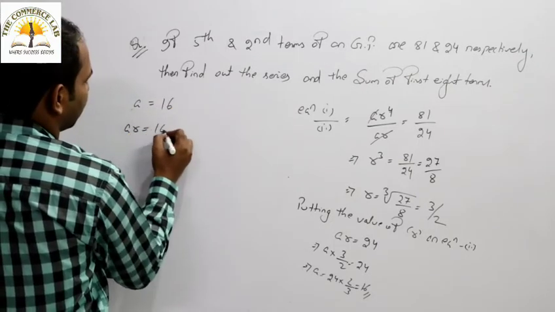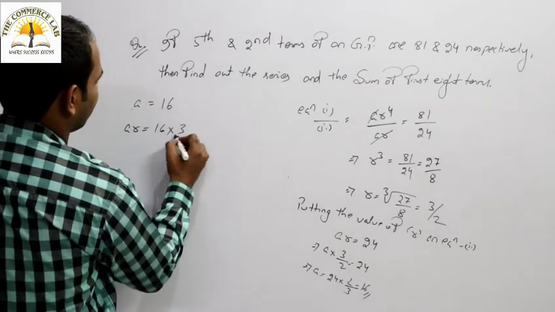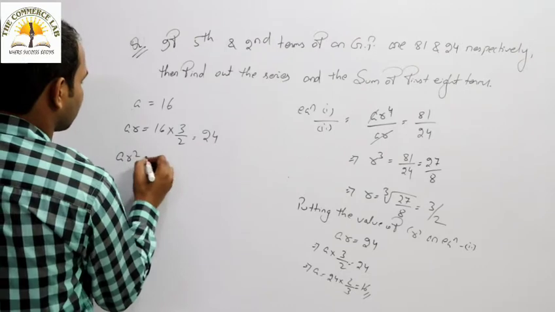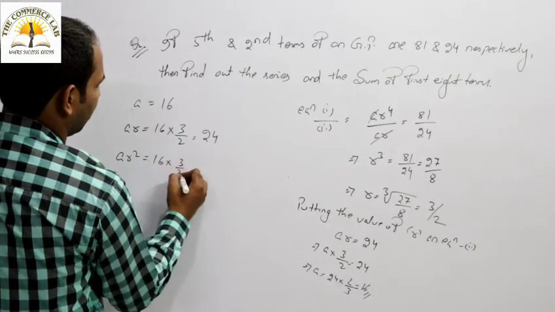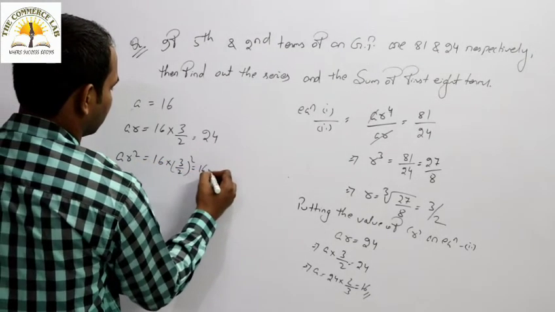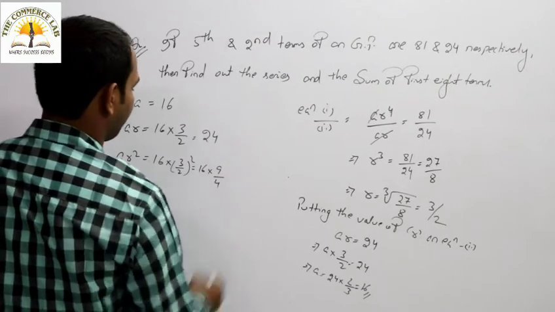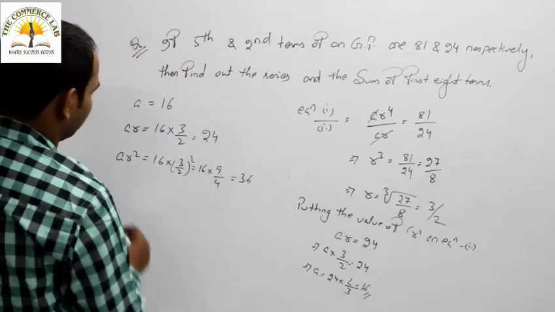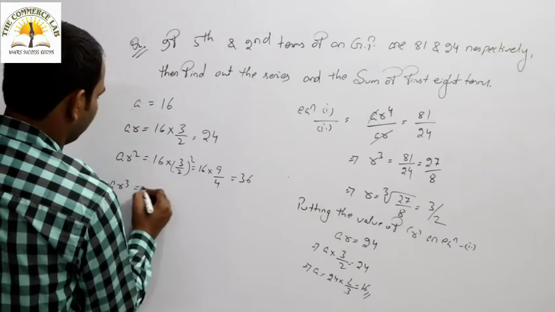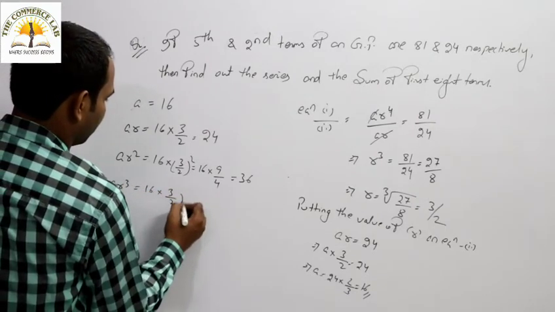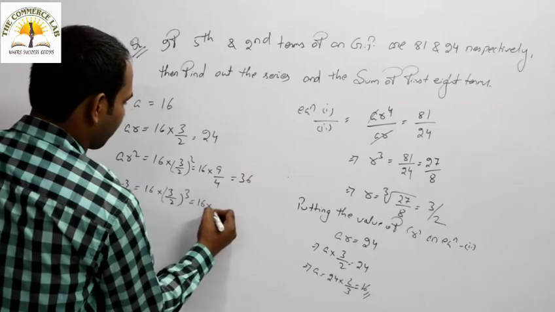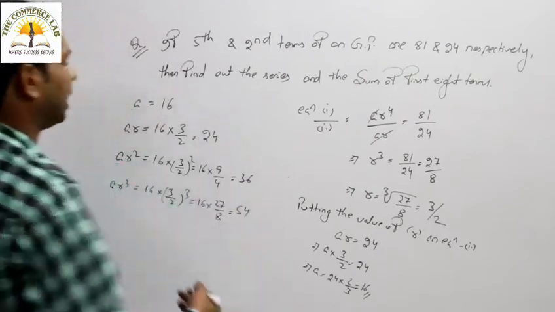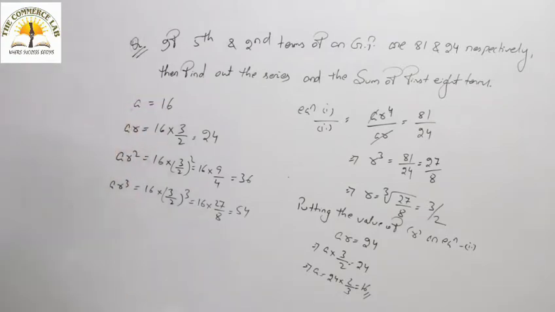Then AR is 16 into 3 by 2, which is 24. AR square is 16 into 3 by 2 square, 16 into 9 by 4, 4 4s are 16, so 36. Then AR cube is 54, like this. So this is the series.